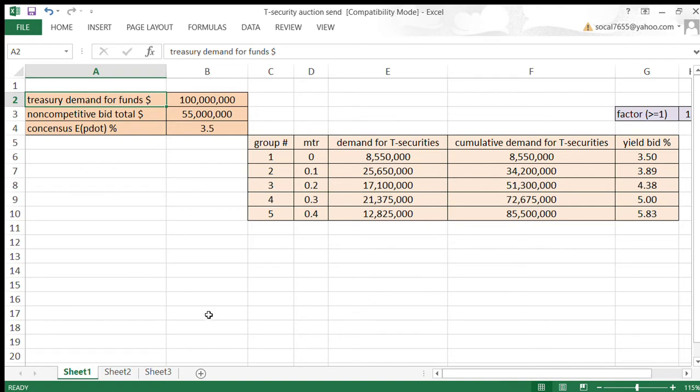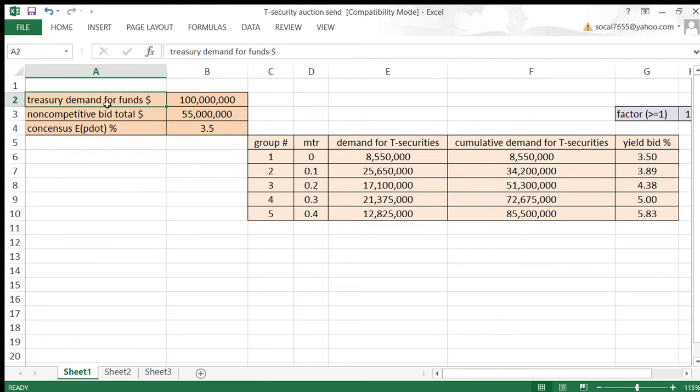This video will look at Treasury security auctions, and our goal here is to show how one type of auction works. There are several, and to see the importance of marginal tax rates and, in fact, differences in marginal tax rates among various groups in the economy that leads to some interesting results when it comes to Treasury auctions. So here's how this one goes.